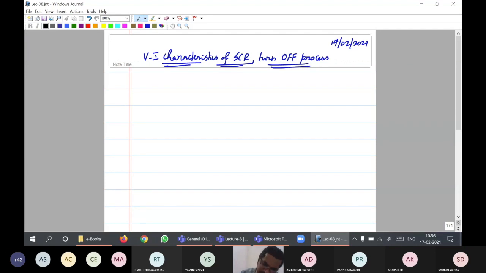Now, VI characteristics goes like this. Please remember, SCR is one main power device which is capable of handling both the forward voltage and the reverse voltage. Handling here means blocking. So SCR can block the forward voltage and reverse voltage. In fact, in all SCRs, practically the forward blocking voltage level and the reverse blocking voltage level will be similar, which means the VI characteristics are going to be symmetrical, the forward and the reverse bias characteristics. But forward bias characteristics are even more important, and they are quite interesting as well.